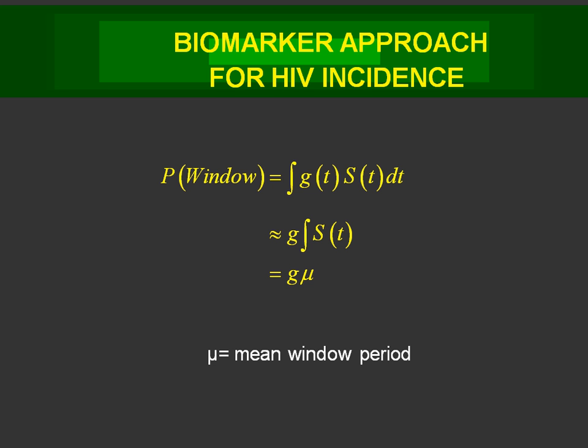And so basically, all that is coming out here is that the proportion who are in the window is the incidence times the mean duration. So prevalence equals incidence times the mean duration. That's all that's going on here.